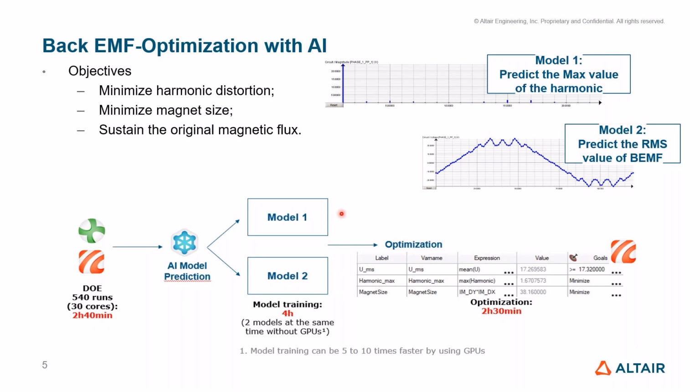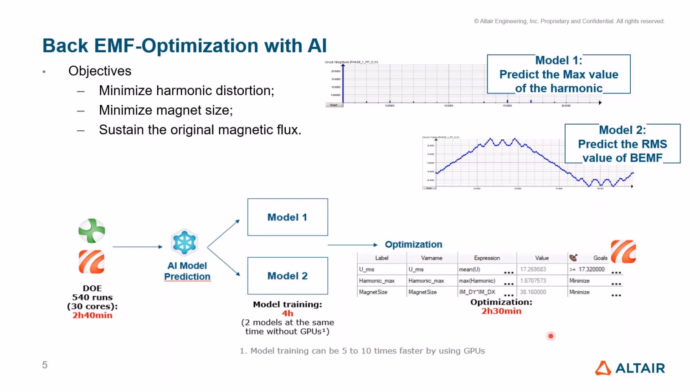So we have two AI models, one for the harmonic and the maximum value of harmonics, and then one for the RMS value of back EMF. To train these models, it took 4 hours. But again, this is without any assistance of additional resource. As you add more additional resource like more GPUs, it can go much faster.